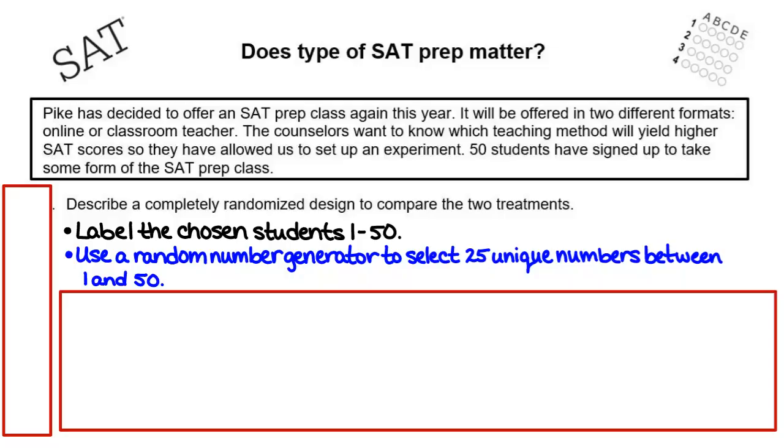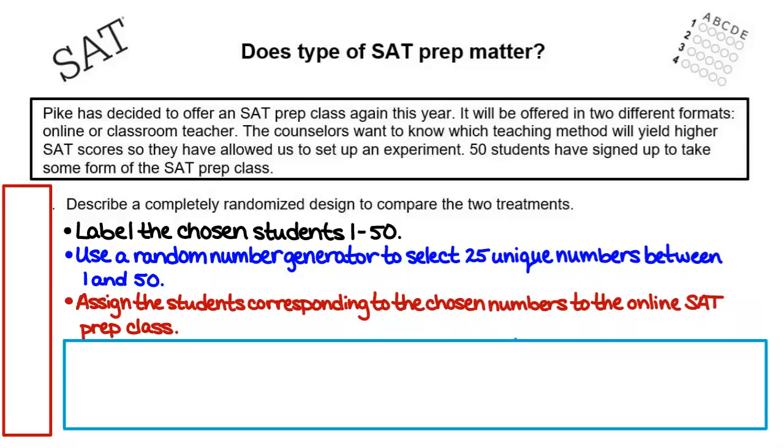Okay, so now we have 25 numbers. Corresponding students will take classes online. All right. Assign the students corresponding to the chosen numbers to the online SAT prep class. Would it have been wrong at this point to say assign the students corresponding to the chosen numbers to the classroom teacher SAT prep class? No, but you have to pick one. You can't just say assign them to one of the groups. Pick one. Make a decision.